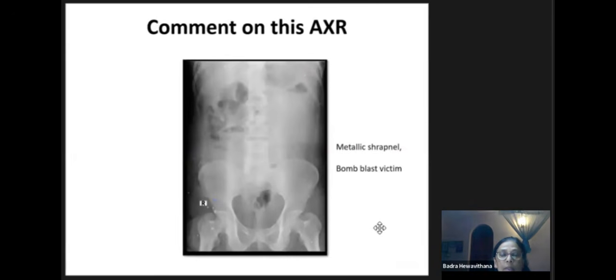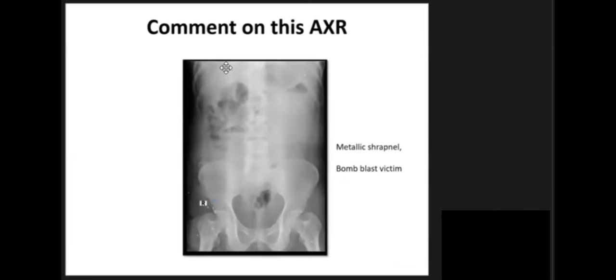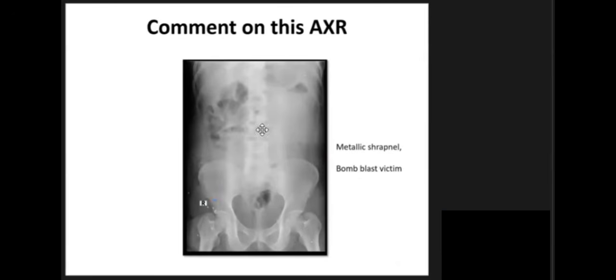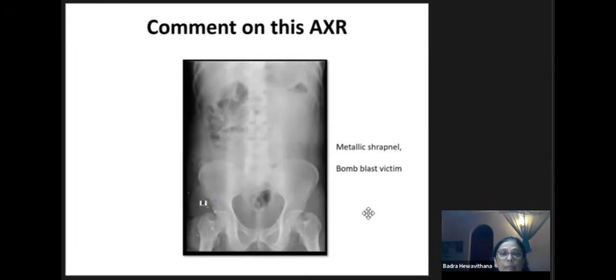What about this one? I have given you the diagnosis. This is metallic shrapnel. You can see tiny, tiny shrapnels. Even though they are tiny, sub-millimeter, you can still see them here. So this is a bomb blast victim. So you can see the metallic densities. So we saw the calcific density, metallic densities, gas, and everything.